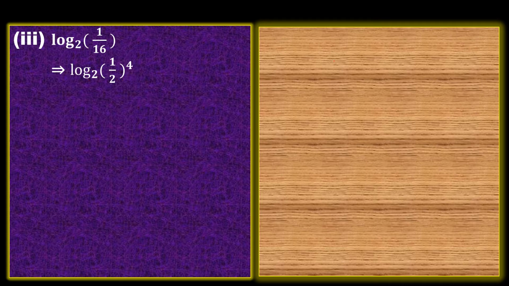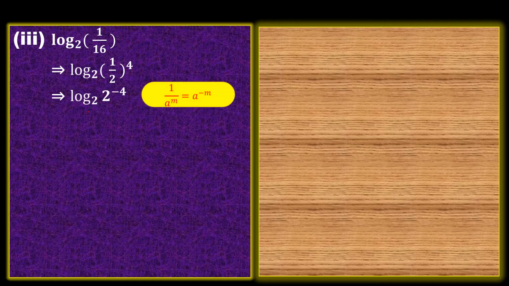So 1 by a power n can be written as a power minus n. As you go for the law of exponents, 1 by a power n will be a power minus n. Means when it has a power n in the denominator, to write it in the numerator form, this power should have a minus symbol. So here I can write it as 2 power minus 4. Right, 1 by 2 whole power 4 will be 2 power minus 4. Now if you compare, these two are same.